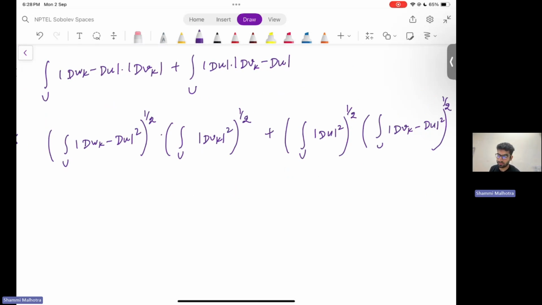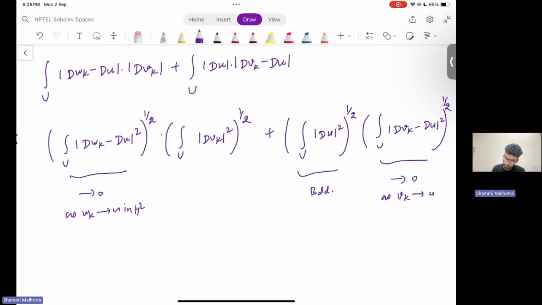we have the gradients converging in the L2 norm. So this term goes to 0. This is bounded. This thing goes to 0. This again goes to 0 as wk converges to u in H2, as vk converges to u in H01. And finally, this thing actually is bounded.